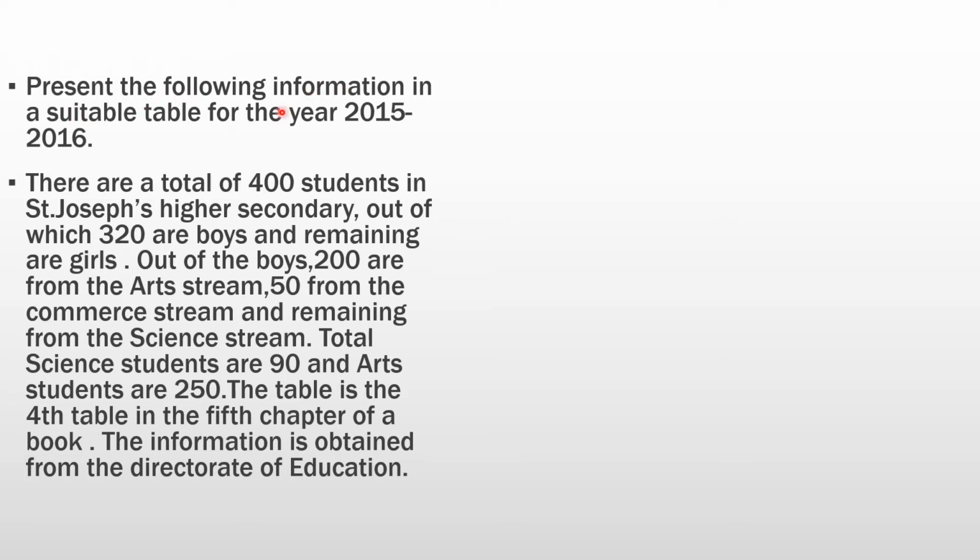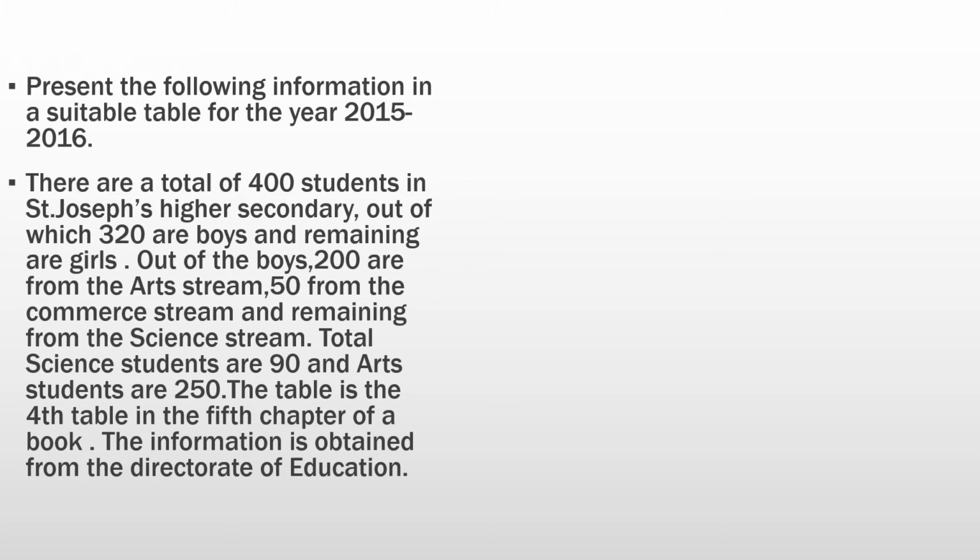Present the following information in a suitable table for the year 2015-16. There are a total of 400 students in St. Joseph's Higher Secondary, out of which 320 are boys and the remaining are girls. So definitely this is talking about gender-wise distribution of students in a particular higher secondary. Out of the boys, 200 are from the arts stream and 50 are from the commerce stream, and so the remaining will be from the science stream. The total science students are 90 and art students are 250. The table is the fourth table in the fifth chapter of a book. The information is obtained from the Directorate of Education.